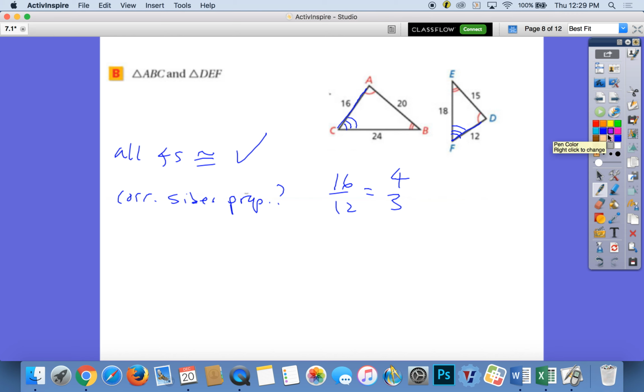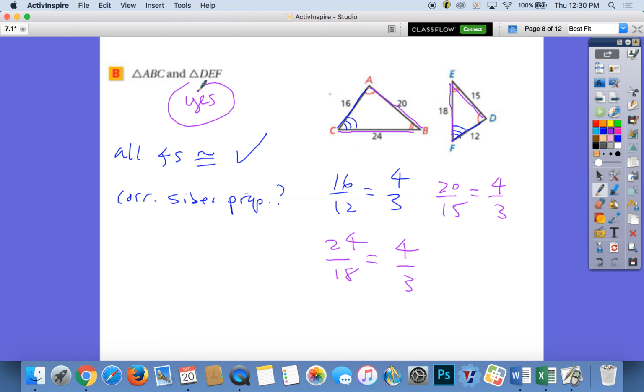And then we have 24 over 18. And that also simplifies to 4 over 3. So this is looking good. And then our last one is going to be 20 over 15. Which again simplifies to 4 over 3. So your answer to this question is yes, these triangles are going to be similar, okay? Your similarity ratio is going to be 4 over 3. Okay, so that's one of the pieces of information that we wanted to write down. And then here's going to be your similarity statement.